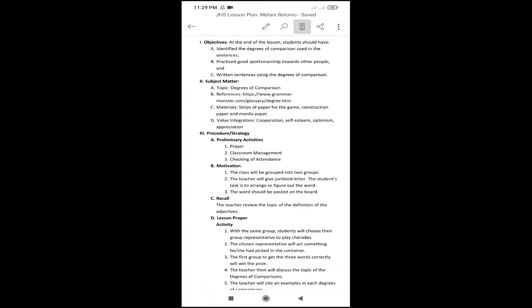Our objectives for today: at the end of the lesson, students should have identified the degrees of comparison used in the sentences. Students should also have practiced good sportsmanship towards other people, and students should have written sentences using the degrees of comparison.